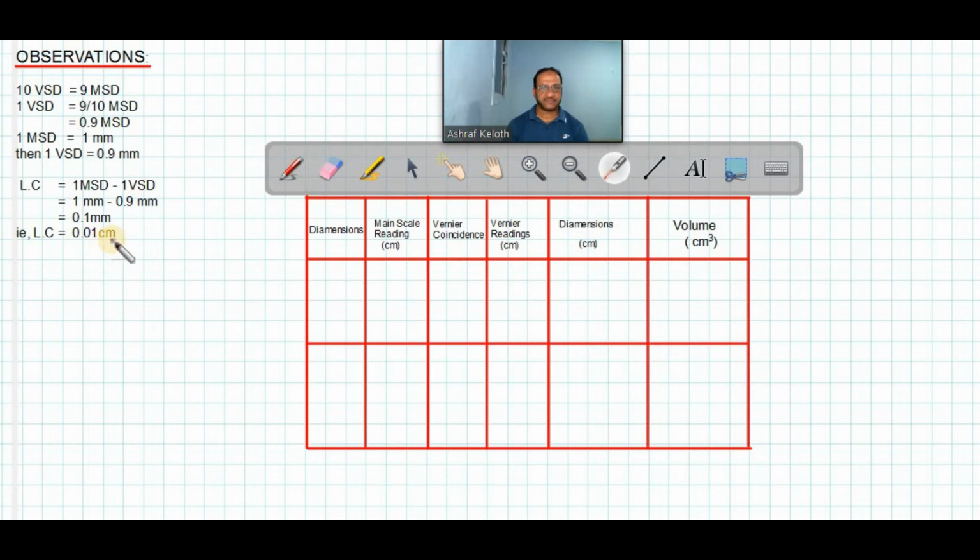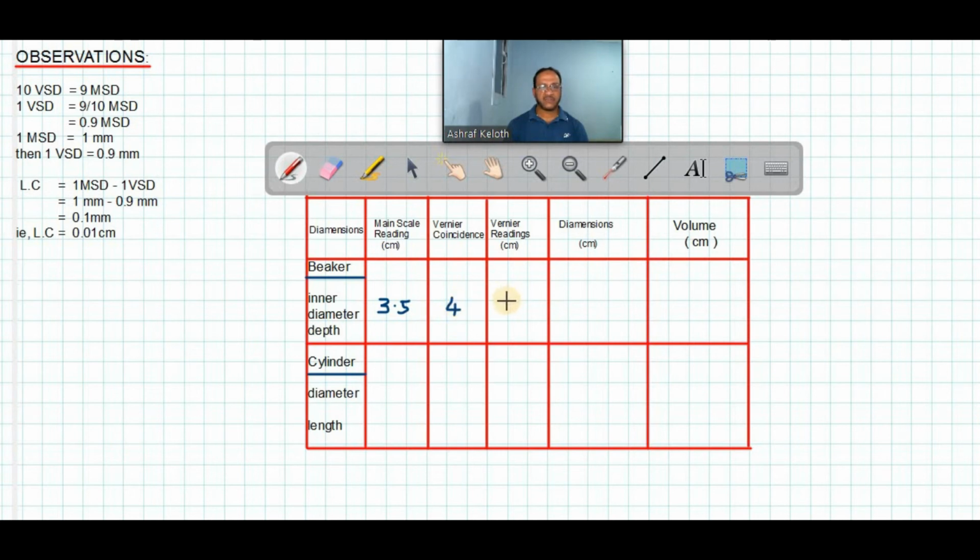Okay. For the beaker, when we measure the inner diameter, we got the main scale reading 3.5 centimeters. Vernier coincidence was 4.